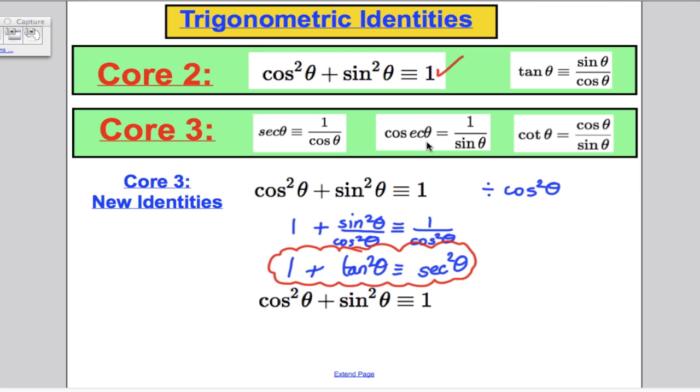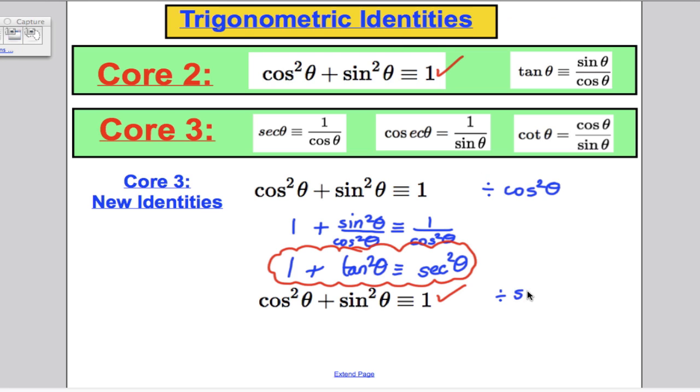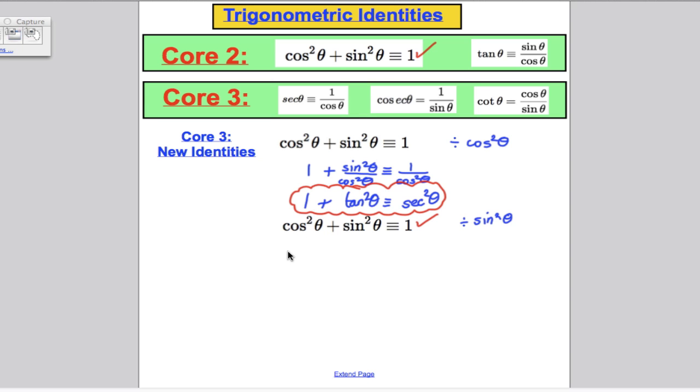Now imagine we started off with the same very fundamental identity from Core 2, that cos squared theta plus sine squared theta is identical to 1. Can you guess what we do to get the other one? Well, we've divided by cos squared theta. Why don't we try and see what happens if we divide everything through by sine squared theta? Cos squared theta over sine squared theta, you get for the first term, plus sine squared theta over sine squared theta is 1, and you get this is equal to 1 over sine squared theta.